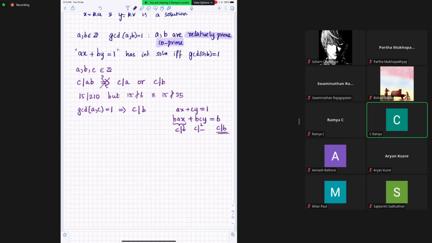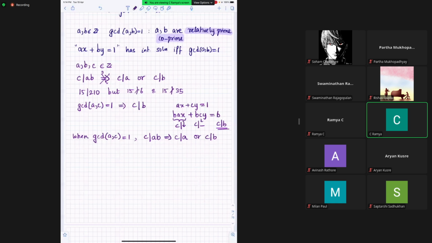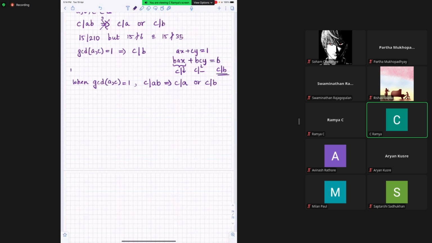So this statement, that when the GCD of A and C is 1 and C divides AB, then C divides B, is sometimes called Gauss's lemma. I mean, there are several lemmas attributed to Gauss, and this is one. So it may not be the case that C is prime. There are other cases where this is true. That's what this demonstrates.